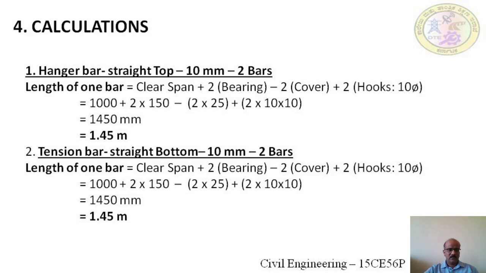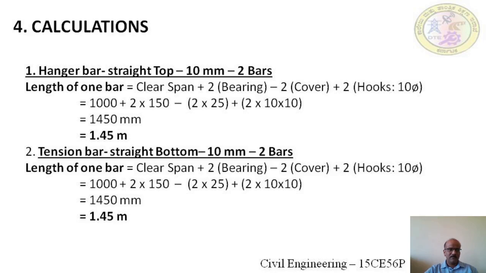We know that the clear span is 1000 mm and end bearings 150 mm. So 1000 mm plus 2 into 150 gives you the out-to-out distance. From that, deduct the two end covers, that is minus 2 into 25, plus hook allowance. The hook allowance is 10d, 10 times the diameter, for one hook. So 2 into 10 into 10, where 10 is the diameter of the bar. This gives you the cutting length of the hanger bar, the straight bar at the top, that is 1450 mm. When you convert this into meters, it will be 1.45 meter.